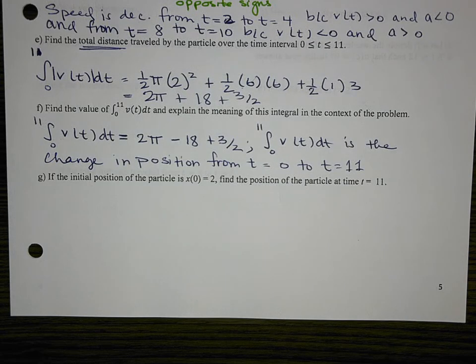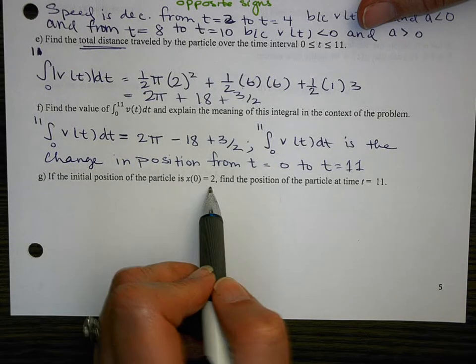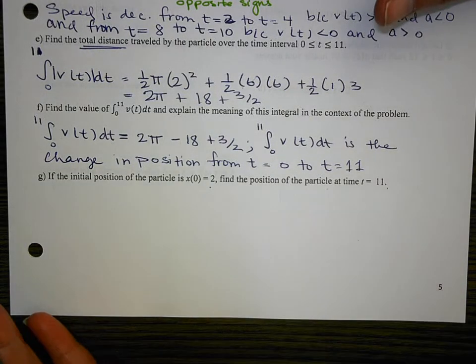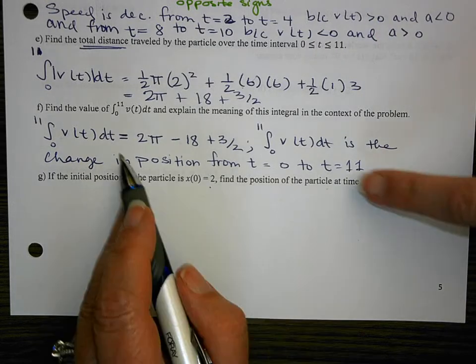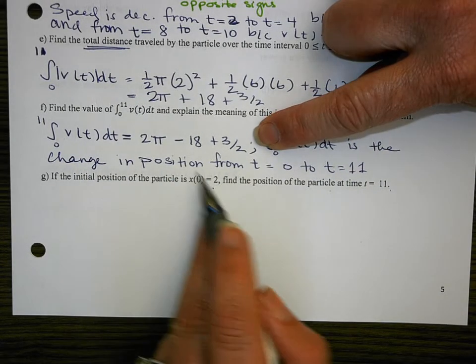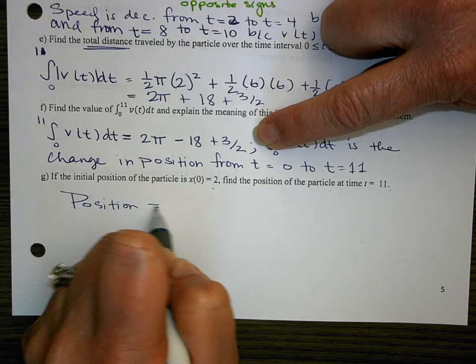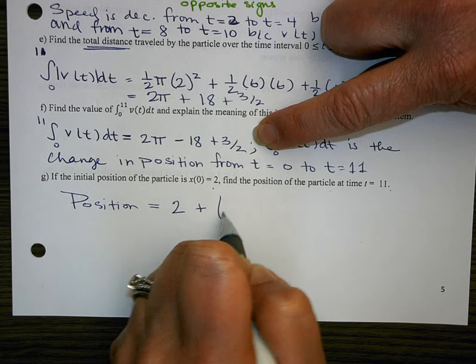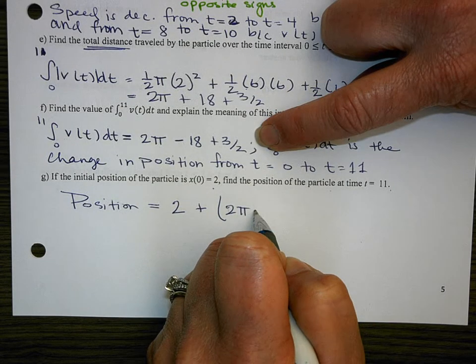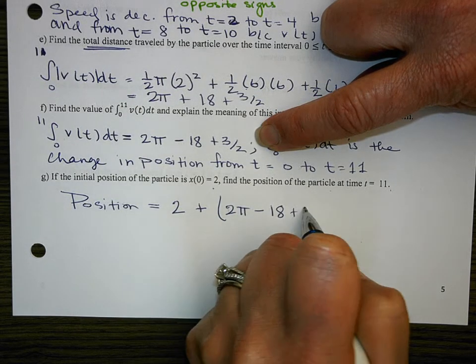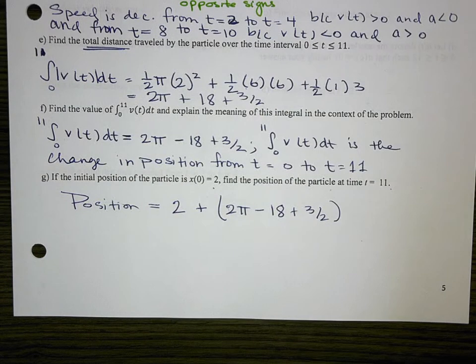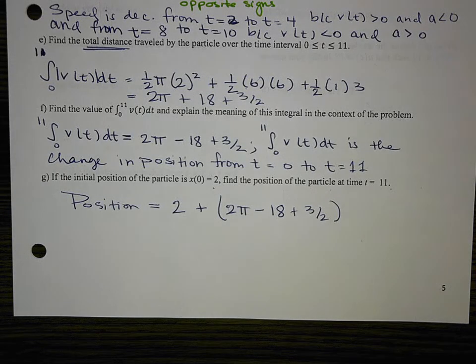All right, and then last one here, so initial position is 2, so it started out at 2, and they want the position of the particle at 11. So this was our change in position right here, right? So our change in position, and we started here at 2, so then the position would equal our initial, which is 2, plus our change, which is what we found in part F. And that would be it. And again, we could combine like terms, work that out, but that would be good enough. Okay? All right, and that's going to be the end of this video.